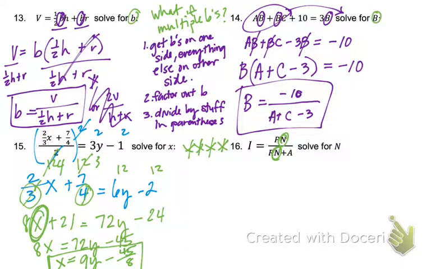The reason why this 16 looks different than 13 and 14 is because why? Well, it's got variables on the bottom. And it looks a little scary. But what do we know about when we have fractions? What have we learned this section? When we have fractions, we multiply by the least common denominator. Well, I've only got one denominator. It's this. So my least common denominator is what? Rn plus a.